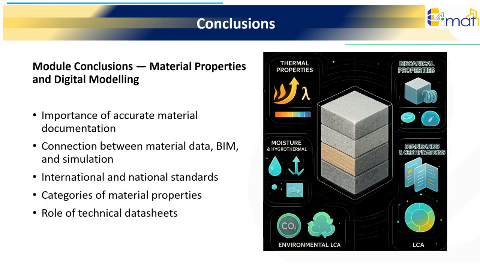In this module, we developed a clear understanding of why material properties are essential for reliable digital modeling and simulation. We began by examining the role of material documentation and how accurate characterization supports certification processes, performance assessment, and compliance with sustainability requirements. We then explored how BIM platforms rely on material data not only for visualization, but also for energy analysis, thermal comfort evaluation, structural assessment, and environmental modeling. Without complete and reliable material information, these digital processes lose accuracy and analytical value.